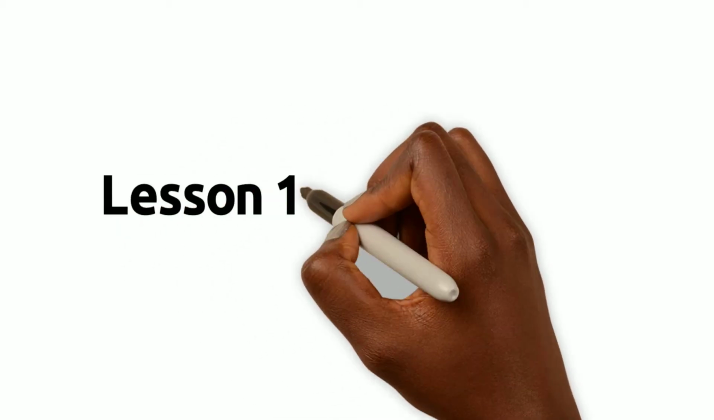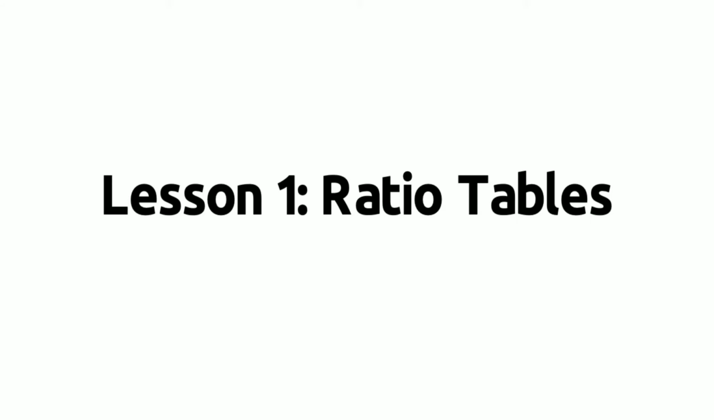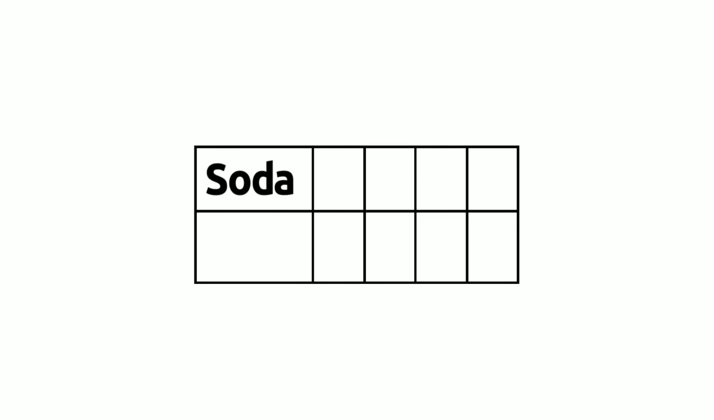Lesson 1. Ratio Tables. You know how to write a ratio, write it in its simplest form, and use the ratio to find a unit rate. This process can become confusing when you have multiple quantities of multiple units within your data. To make your process easier, you can place your data within a ratio table.